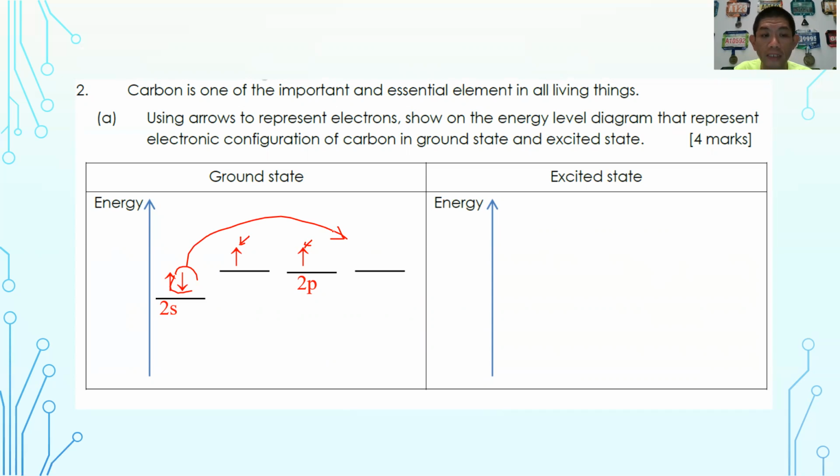So this will make the excited state for carbon look like this, 2s and 2p. At this moment, the energy levels of 2s and 2p are equal, so you must be able to present your energy levels as equal in the excited state, whereas in ground state it follows the Aufbau principle, so 2s is lower than 2p. Usually if this is a 4 marks question, 1 mark will go to the energy level sketching, and 1 mark will go to how you fill in the electrons inside the orbitals. So 2 times 2, that is given 4. That is how you answer for number 2A.